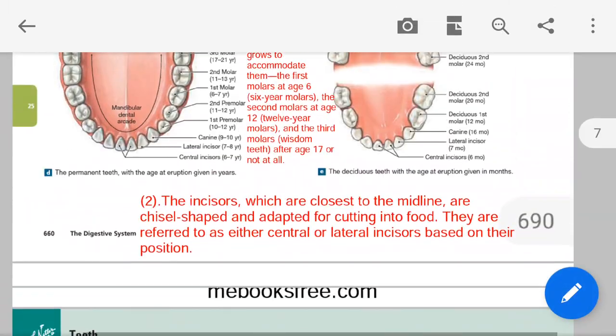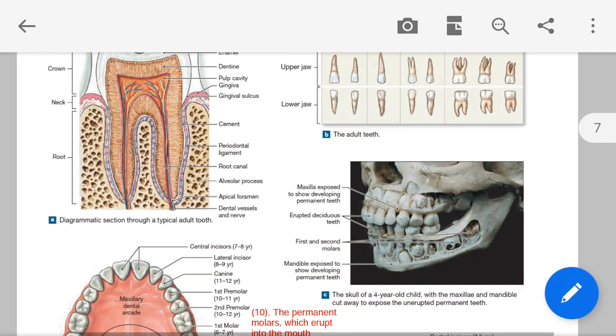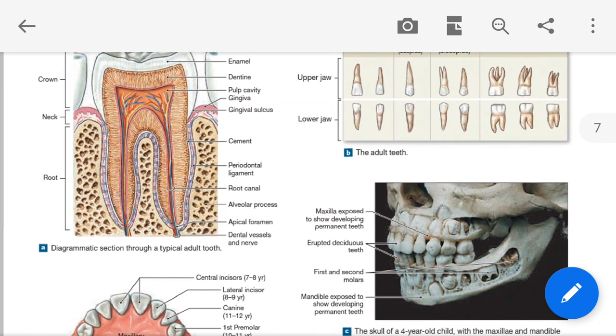So with this I have completed the presentation lecture on human dentition. I hope you have enjoyed this presentation lecture, and I also hope that this lecture will be helpful in your studies and in your exam preparation.